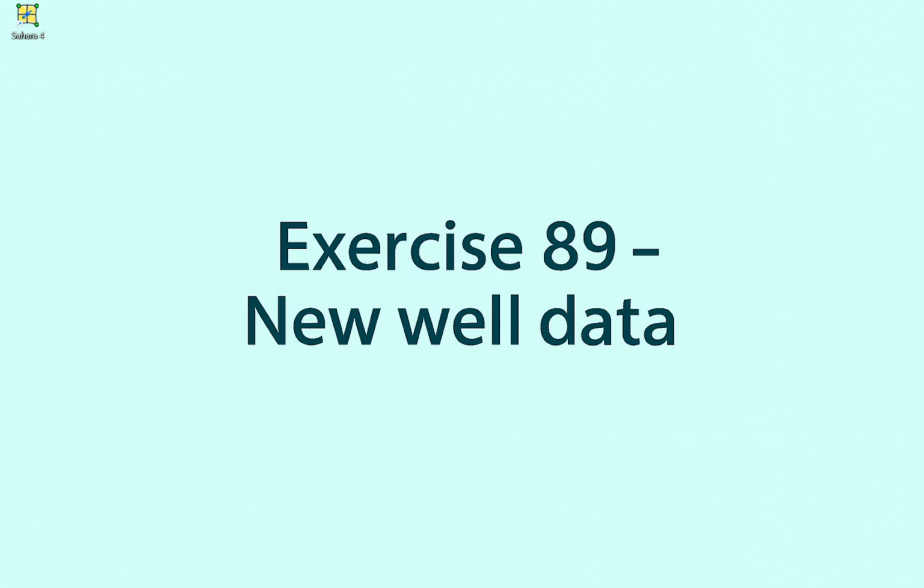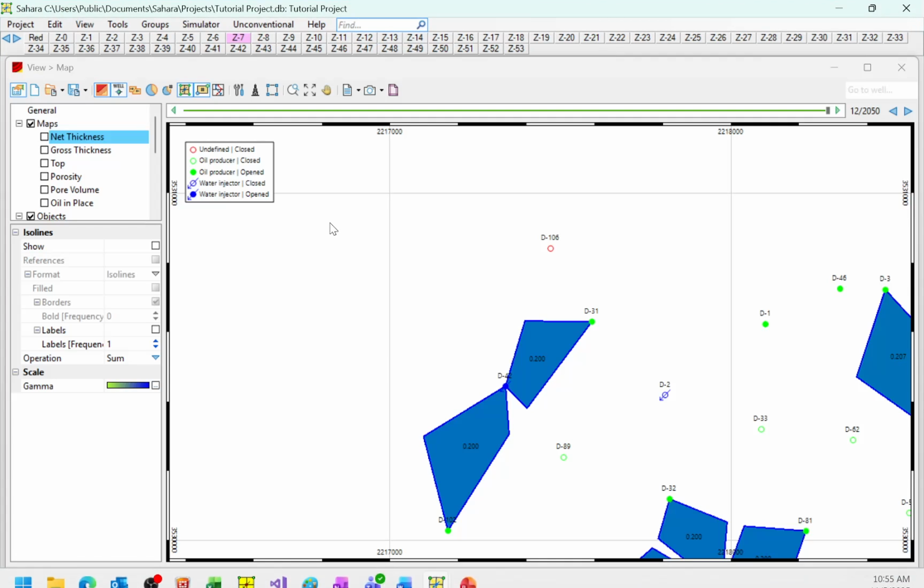Welcome to this Sahara 4 exercise. In this exercise, we will define the petrophysical information of the new well that was created manually in the last exercise. For that, we will open our Sahara project, and here we can see the well D106, that is the new well that has been created manually in the previous exercise.